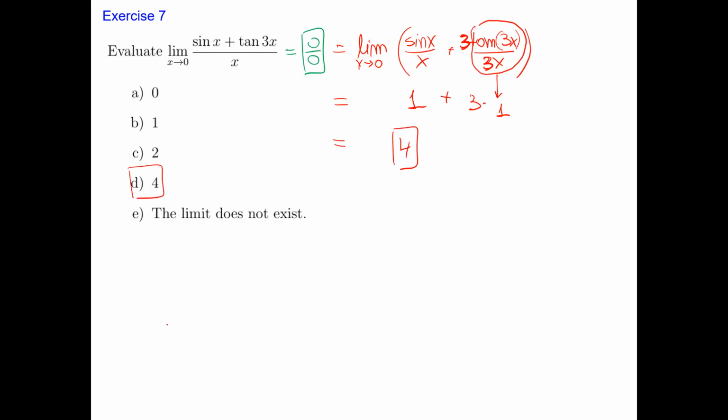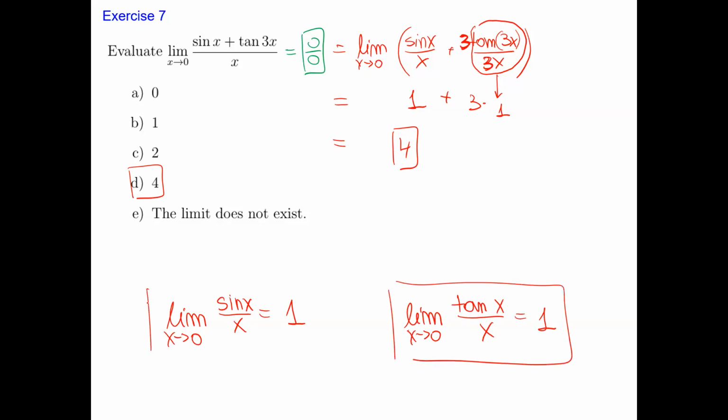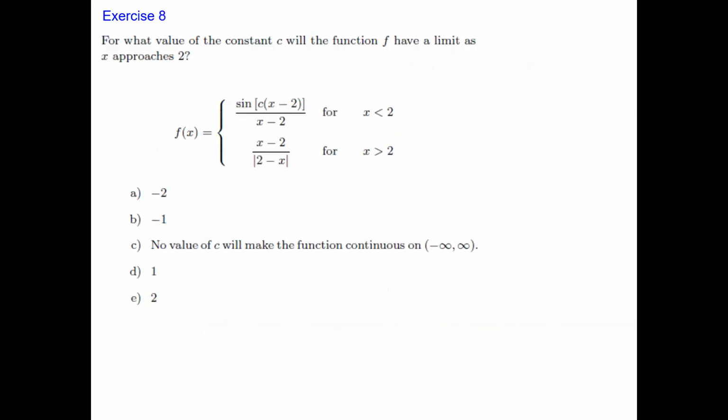But what I was using was definitely the property that sine of x over x at 0 is 1. And also we may directly apply tan of x over x is 1, just because tangent is sine over cosine. Cosine at 0 is 1, and sine of x over x, that means this is almost the same. Okay, done. Now, exercise number 8.